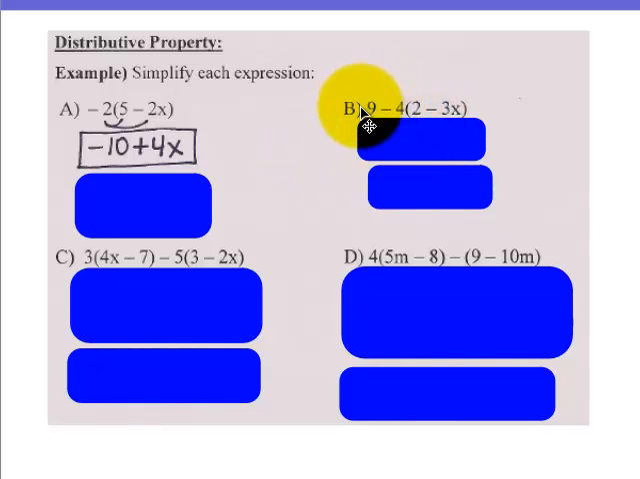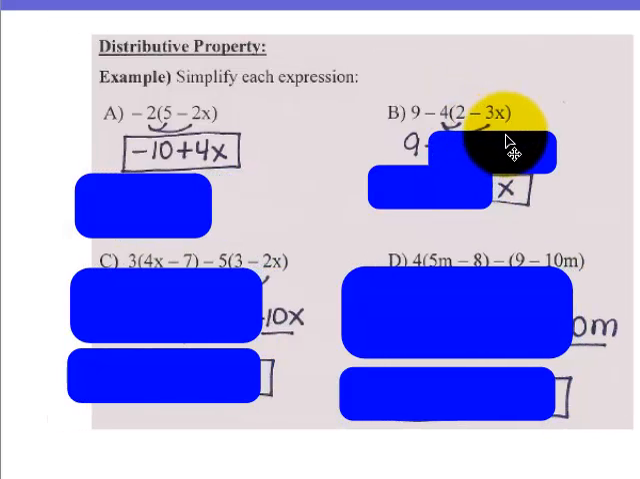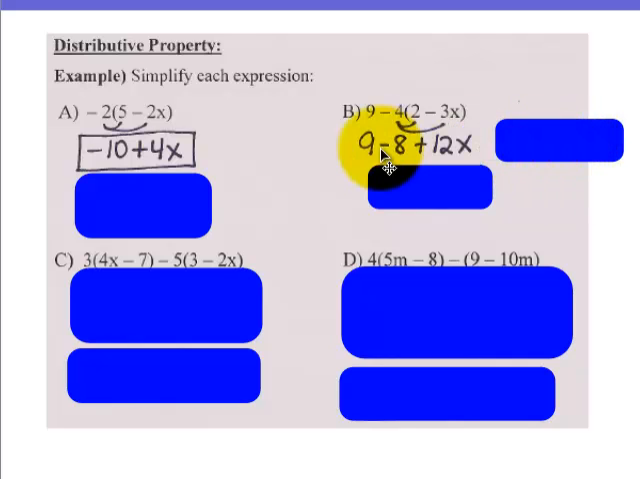In this case, a lot of students are tempted to do 9 minus 4 first, but if you remember, order of operations tells us that we multiply before we subtract. So here I'm going to distribute the negative 4. Negative 4 times 2 will be negative 8, and negative 4 times negative 3 is 12x. Notice that I brought down the 9. Negative 4 times 2 is negative 8. Negative 4 times negative 3 is positive 12x.